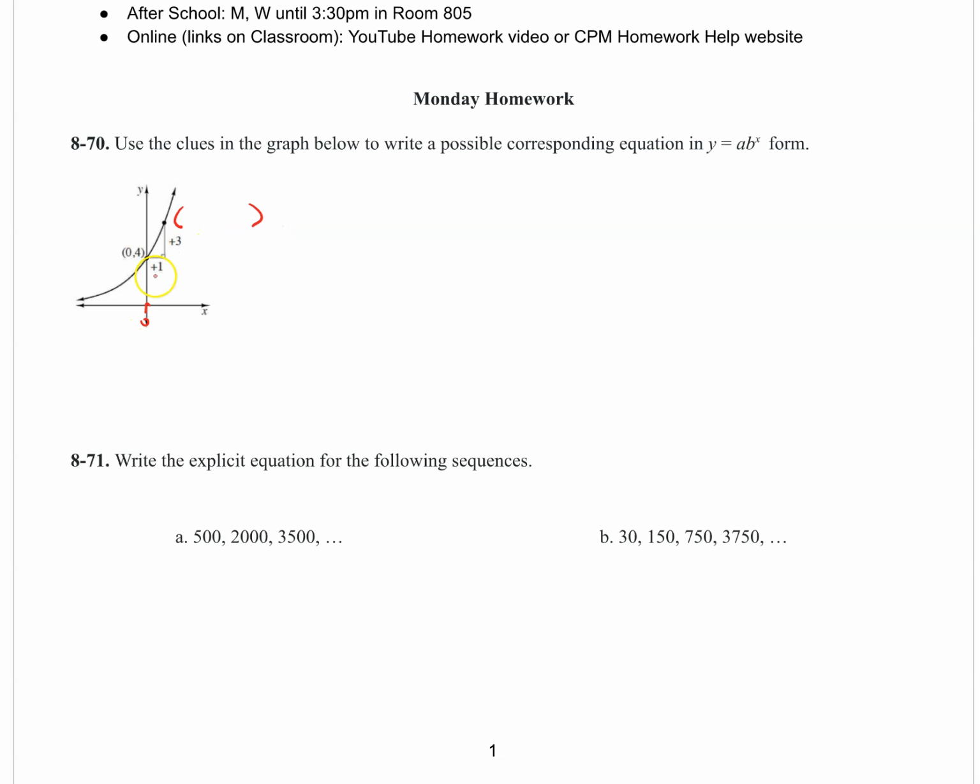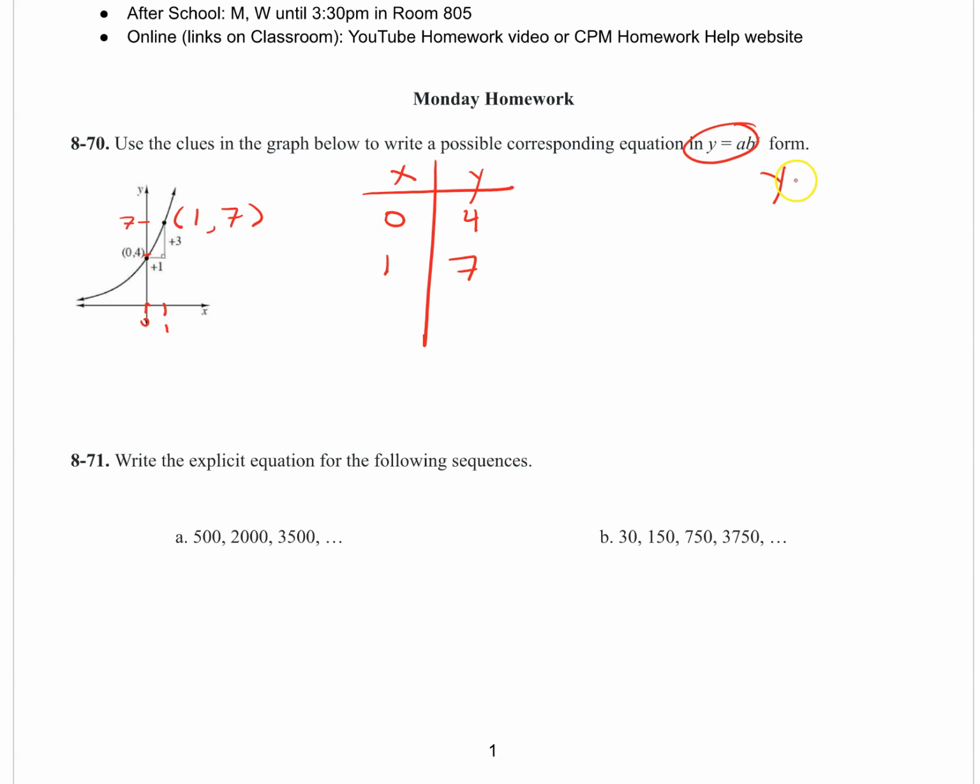So this is 0. If we go right 1, that's the coordinate 1. So that tells us the x coordinate is going to be 1. Here the y coordinate is 4, but we're going up 3. Up 3 is 7. So basically we have a second coordinate, 1, 7. I suggest to make a table, and we have 0, 4, 1, 7.